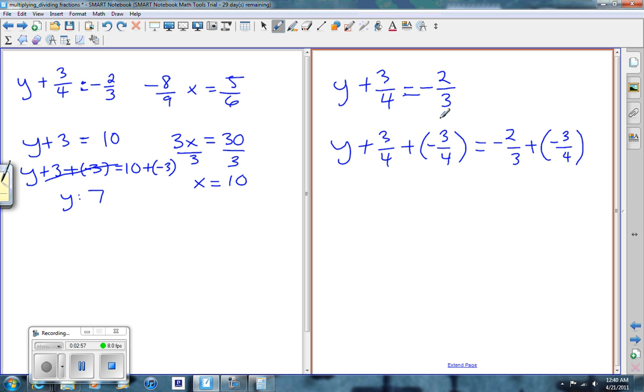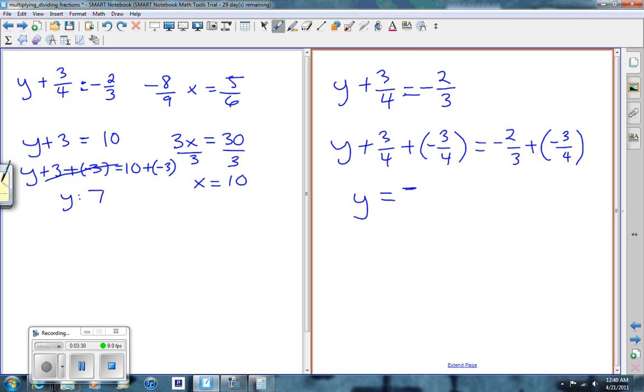So over here, those zero out, the property of opposites. We're left with y equals. Over here, we have negative 2/3 plus negative 3/4. A negative add a negative. Negative plus negative is just a great big negative number. So I know it's going to be negative. I cannot add these together until they have common denominators. I have a 3 and a 4. Their lowest common multiple of 3 and 4 is 12. So I'm going to change them.